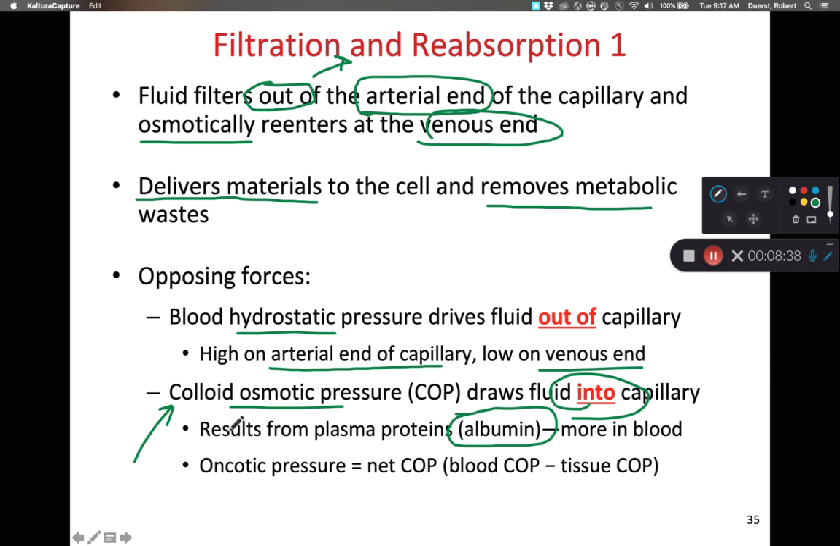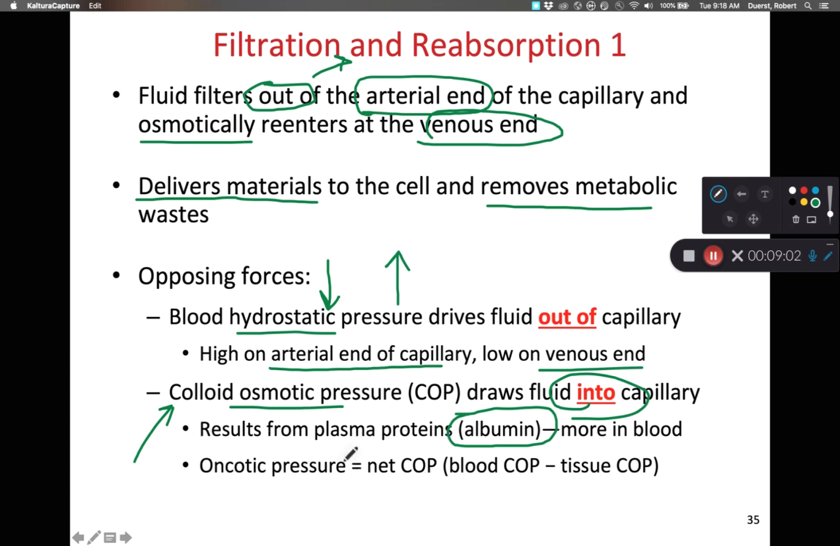So as we go from the arterial side to the venous side of the capillary beds, hydrostatic pressure decreases and osmotic pressure increases. So once we get to the venous side of the capillary bed, the osmotic pressure overpowers the hydrostatic pressure, and we have a net movement of fluid back into the bloodstream.